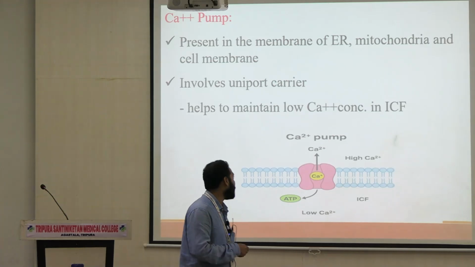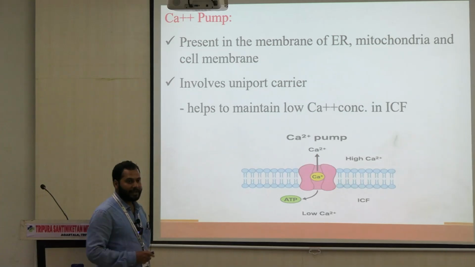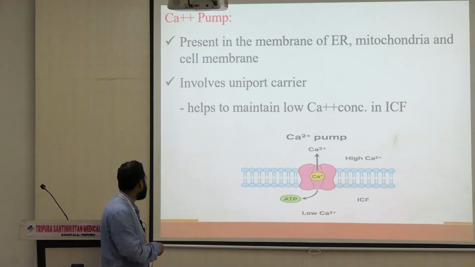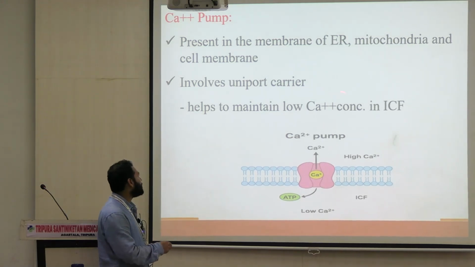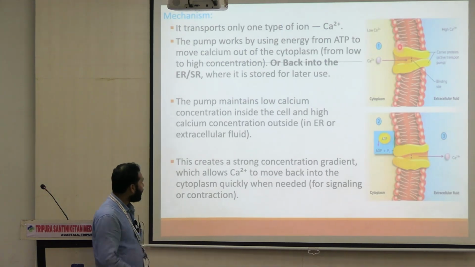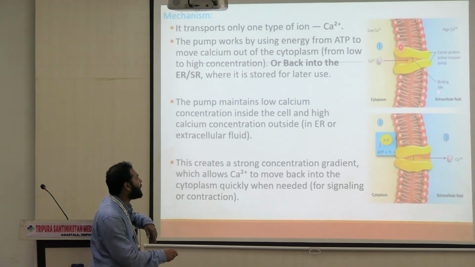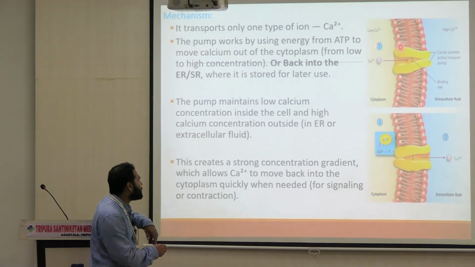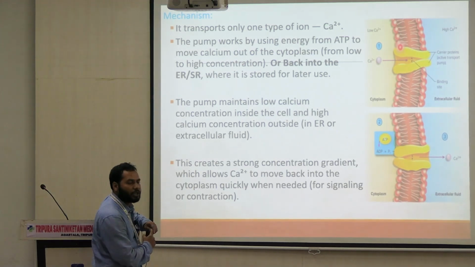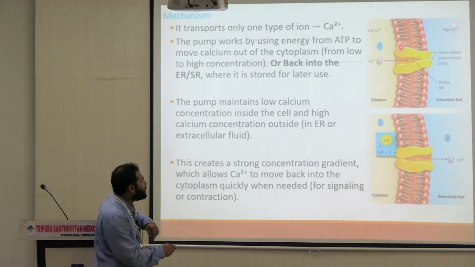Now, how does this calcium pump act here? It involves a uniport carrier, right? It means it only carries a single type of molecule, like here, calcium. It helps to maintain low calcium ion concentration in the intracellular phase of the cell. Now see, here this phase is called the cytoplasmic phase of the cell. This is the extracellular phase. If you see, in the cytoplasmic phase, or in the cytoplasm, the number of calcium ions is less, right? Whereas on this side the calcium level is high.